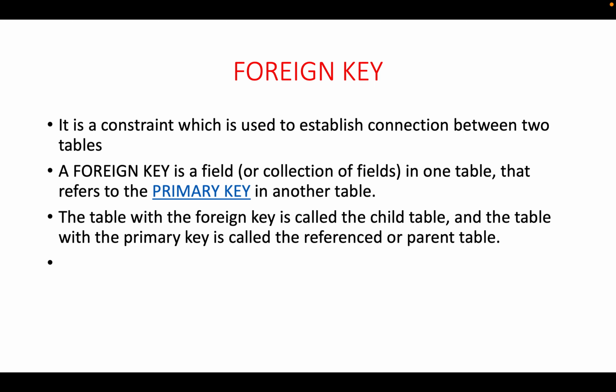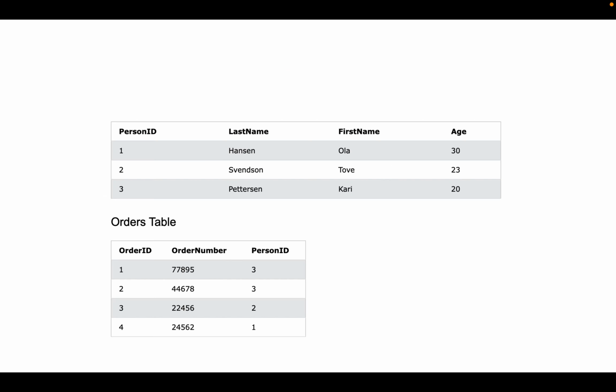The table with the foreign key is called the child table, and the table with the primary key is called the referred or parent table. Here is the example. You can see these two tables, and this is a person ID, this is the person ID. This person ID is used to establish the connection between these two tables. One is a foreign key and one is a primary key. That's the simple thing.